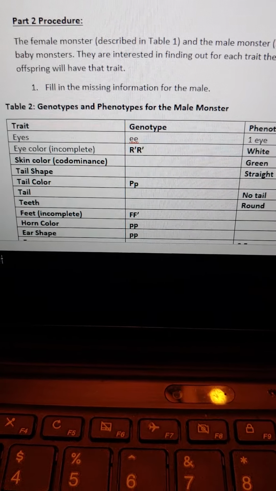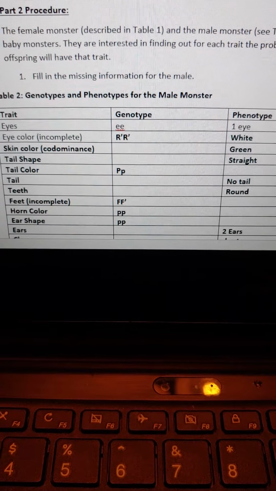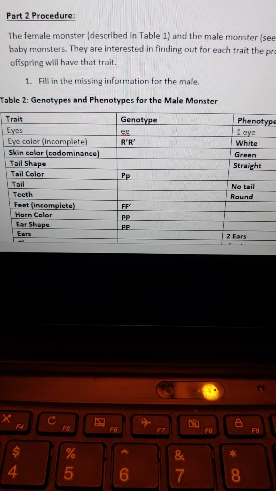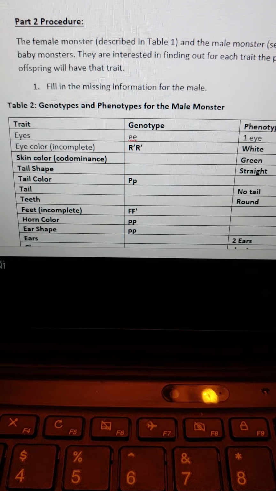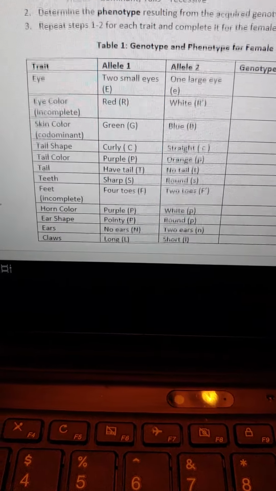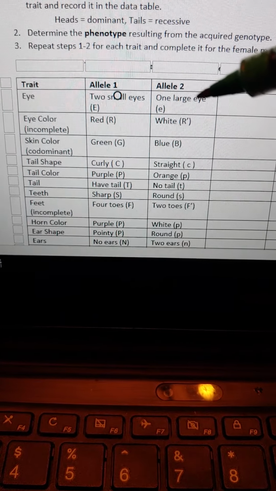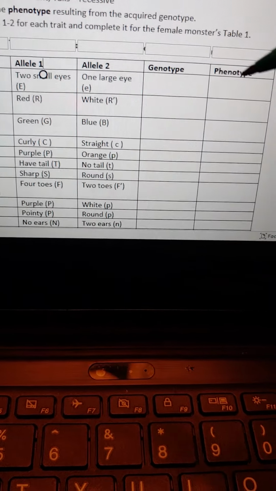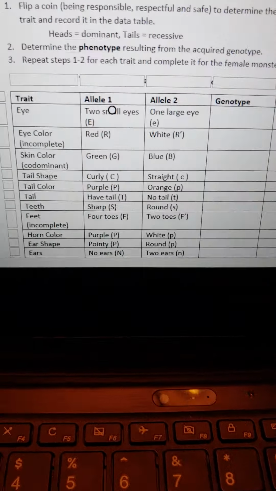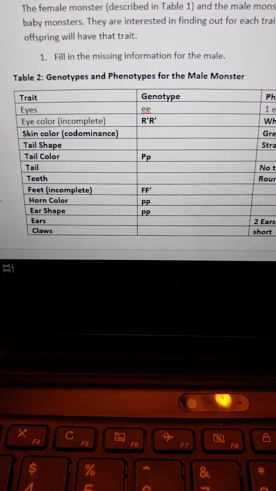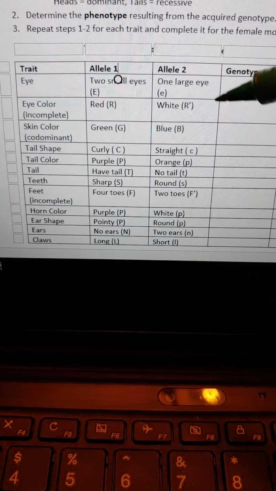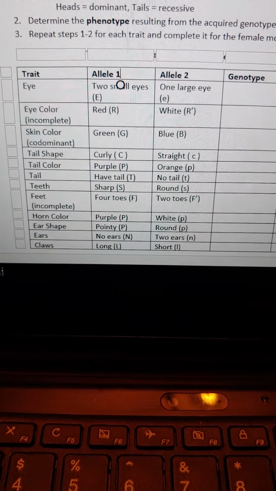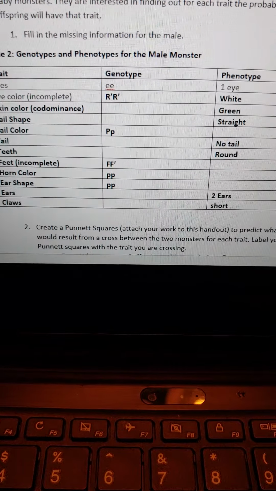Now you're given a table where you have some information, and you have to use the other information to figure this out. Genotype for eye color for dad says male, lowercase, lowercase. If I go back up, I already know two lowercase is recessive, which means that phenotype is 1 eye, and that's exactly what we have down here. For eye color, it's incomplete, again, that blending. So we have R apostrophe, R apostrophe. We go up. Two R apostrophes is going to be a white color. And there we have it.